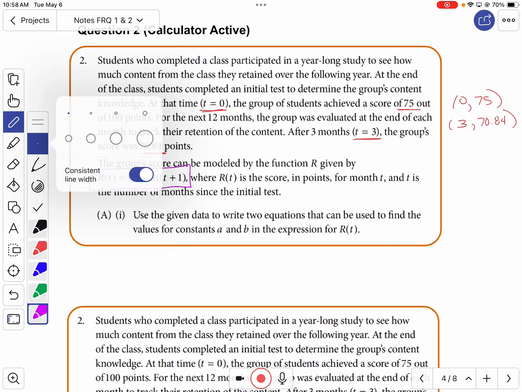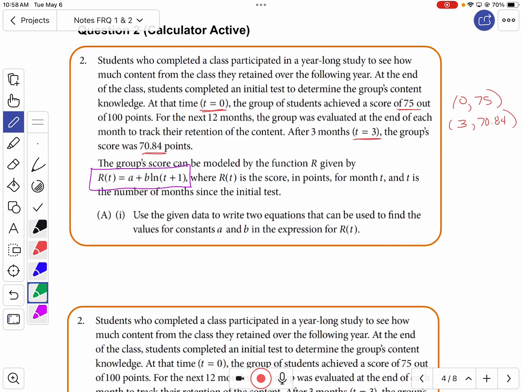Here's why those two ordered pairs were important. This is t, this is R of t. What we're going to do is plug those ordered pairs into that equation they gave me, and that's it. It just wants me to plug them in. So let's do the first one. At time 0, R of t is 75 equals A plus B natural log of 0 plus 1. If it makes you feel better, you could say 75 equals A plus B ln of 1.